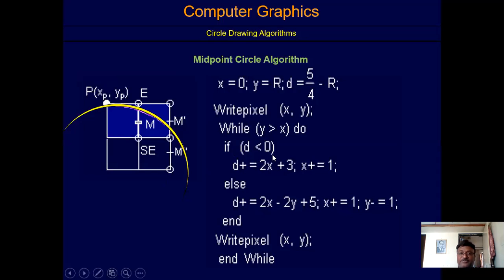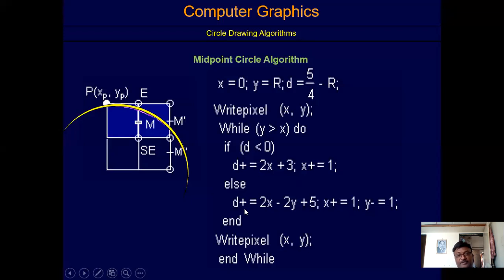If d is less than 0, that time d is equal to d plus 2x plus 3, x plus is equal to, so what is this plus is equal to? X is equal to x plus 1, that I have written. See, x plus is equal to means what? X is equal to x plus 1. So that I have written x plus is equal to 1.